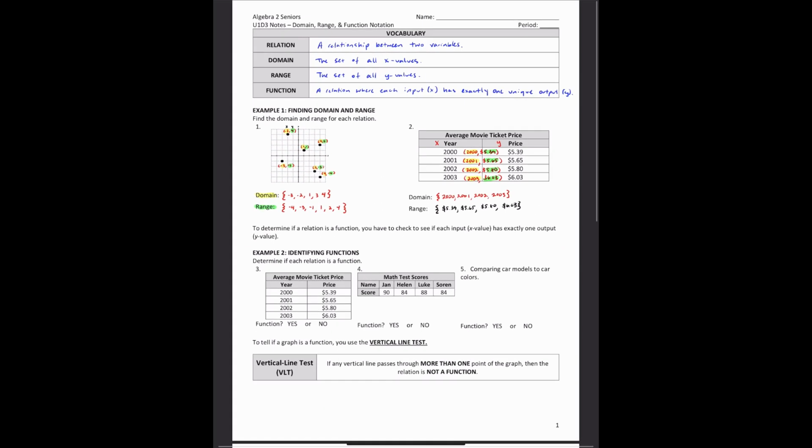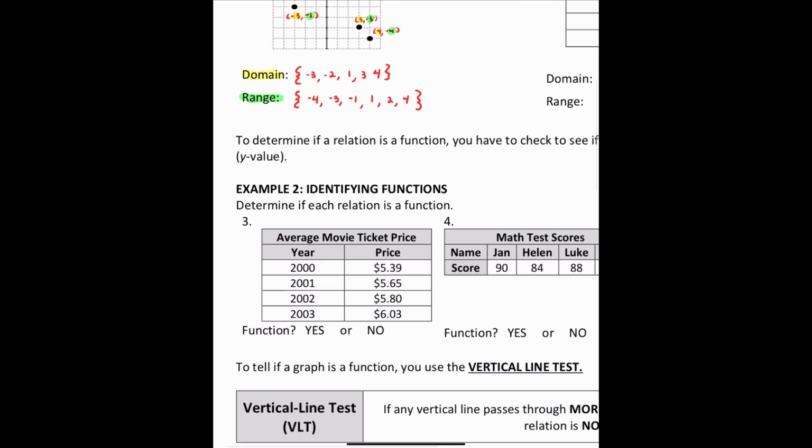Now, the next portion of our notes, we're going to determine if a relation is a function. To determine if a relation is a function, you have to check to see if each input has exactly one output. So in other words, if X values do not repeat, it is a function. If X values do repeat, it is not a function. So let's take a look at number 3.